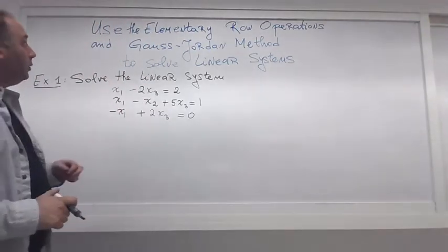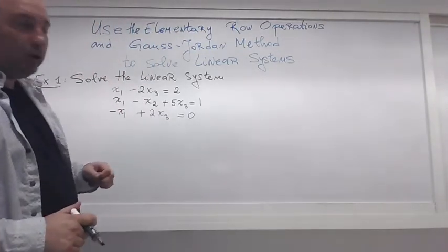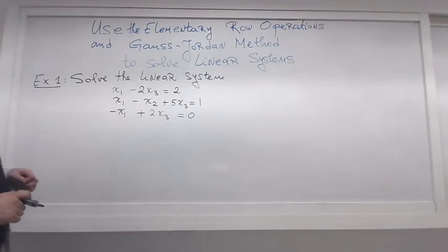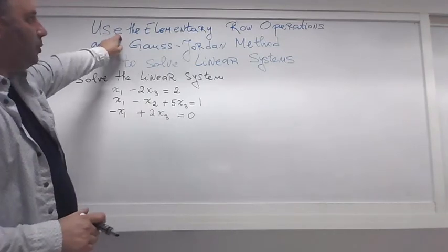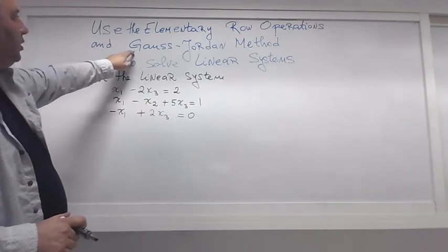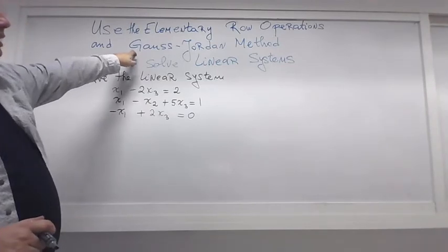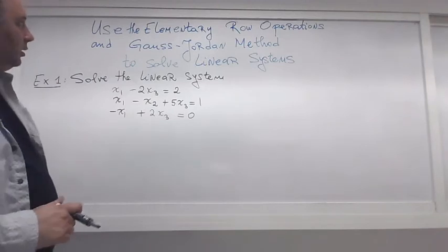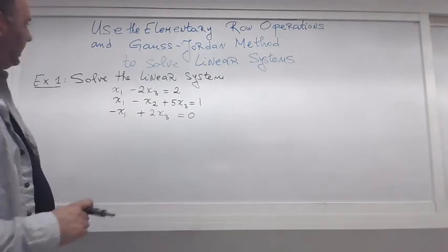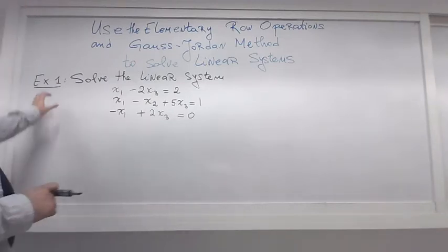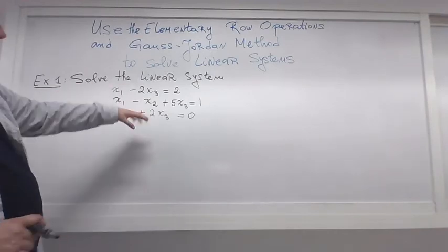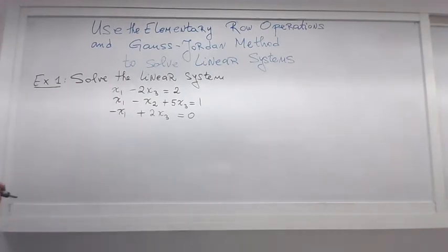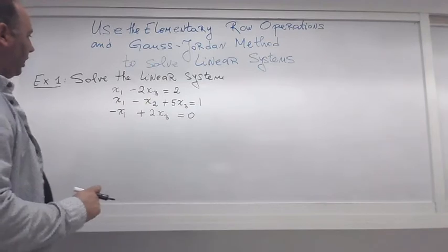In this lecture, we are going to actually solve linear systems using our elementary row operations and a method called Gauss-Jordan elimination, or the Gauss-Jordan method. So I will illustrate step by step how we do it. Let's try to solve this linear system. So that's how the question comes. I have this system here.